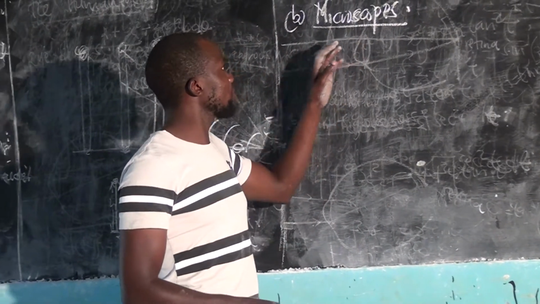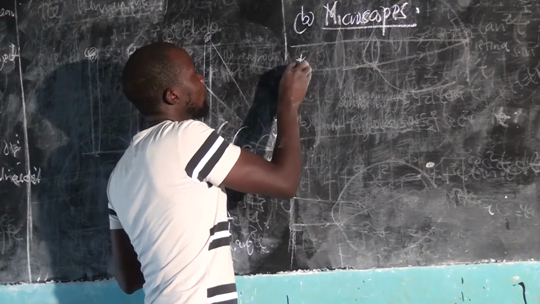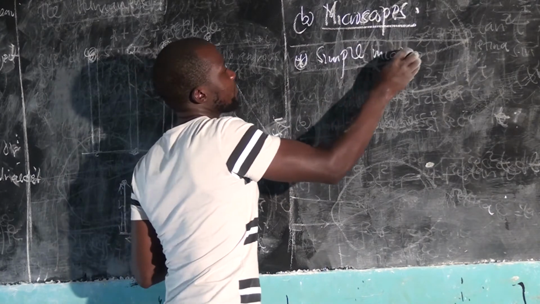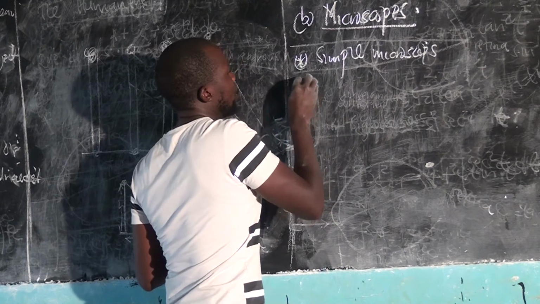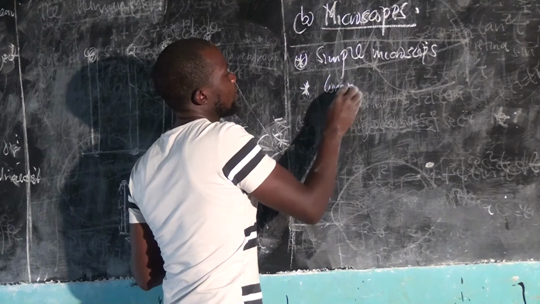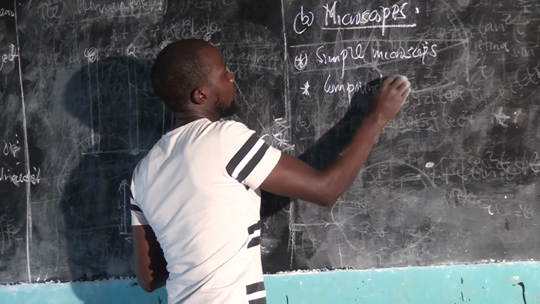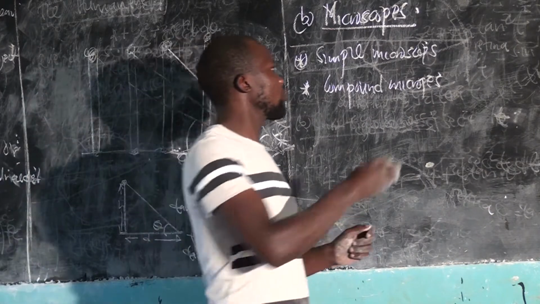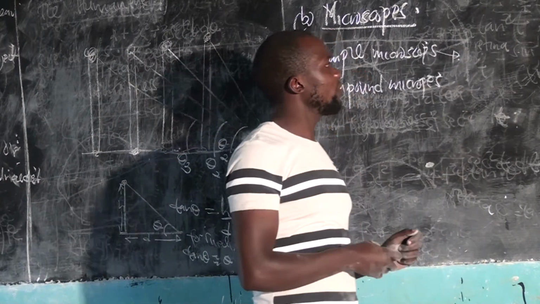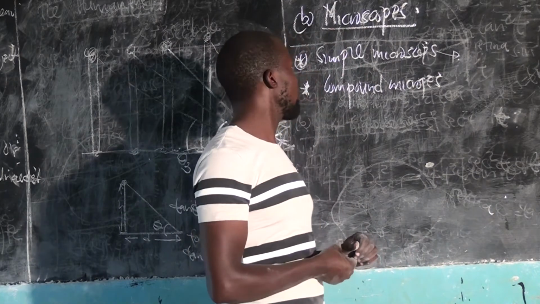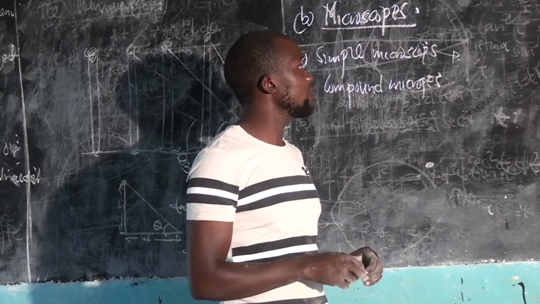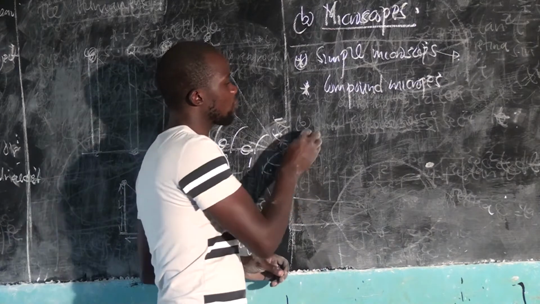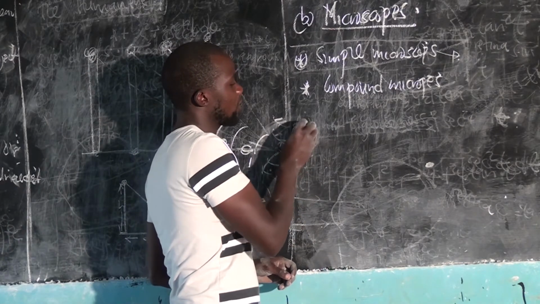We are going back to microscopes. These microscopes are divided into, one, simple microscopes, and two, compound microscopes. Commonly, what examiners want from these is to determine the angular magnification. We shall discuss what angular magnification and linear magnification are. Actually, I want to define angular magnification and some of the terms that are used in microscopes.